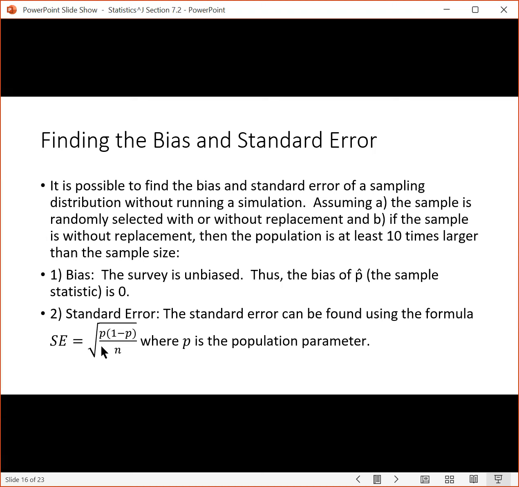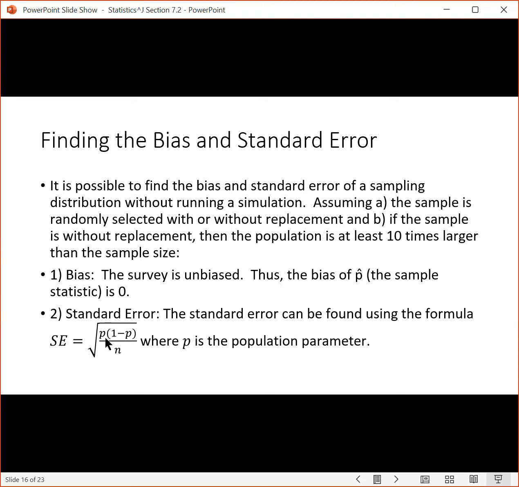So if we take the population parameter, multiply by 1 minus the population parameter, divide by the sample size. I didn't actually label what these things are. So I did put one of them: P is the population parameter, but I didn't put N. N is the sample size.